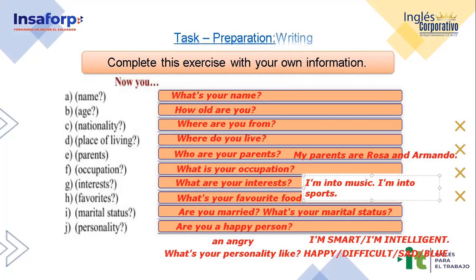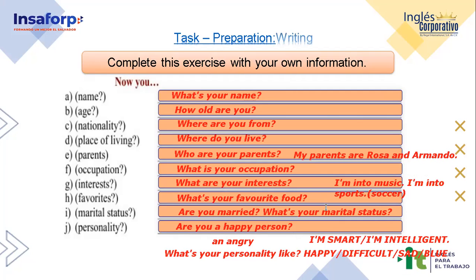Sports could be soccer, maybe. Soccer would be one. I'm into soccer. I'm into reading. Okay. What's your favorite food? My favorite food is, and then you mention that. Are you a happy person? What's your personality like? I'm smart, I'm intelligent, I'm happy, I'm difficult, I'm sad, I'm blue. So take a screenshot. Tome una captura. Y vamos a pasar a las salas nada más a discutir brevemente estas preguntas. Okay?